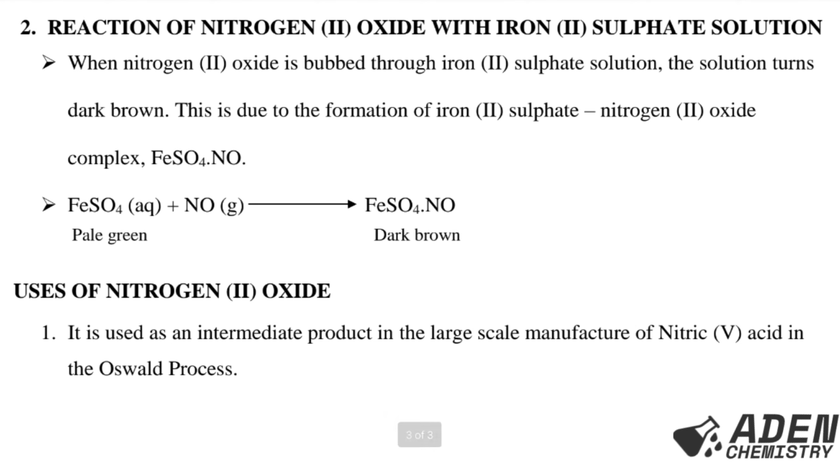Lastly, learners, let's go to the uses of nitrogen(II) oxide. We have only one use, and it is used as an intermediate product in the large-scale manufacture of nitric(V) acid in the Ostwald process.